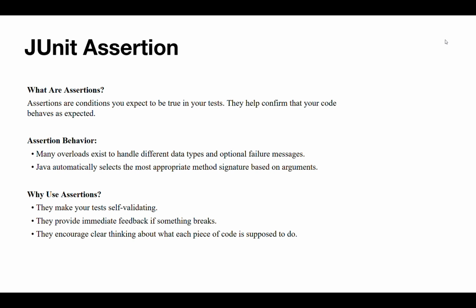JUnit assertion. So what is an assertion? Assertions are the foundation of JUnit tests. They help verify the result of a method that we expect. For example, in code we would simply write assertEquals and then put in parentheses calculator.add(2, 2), and this would check 2 plus 2 equals 4.